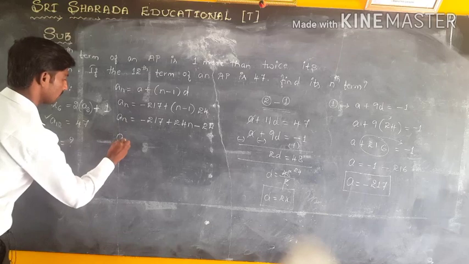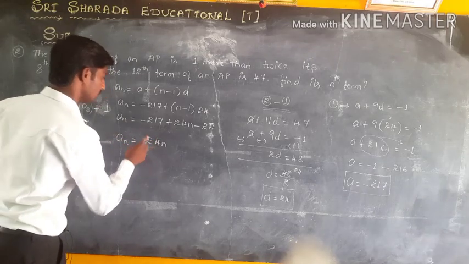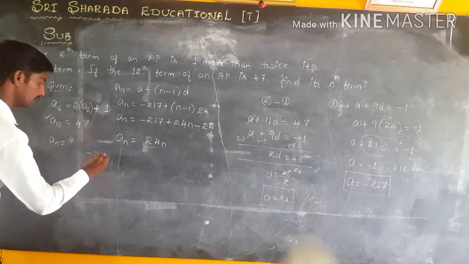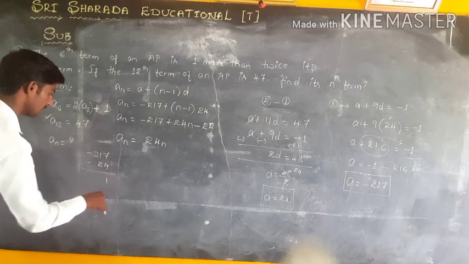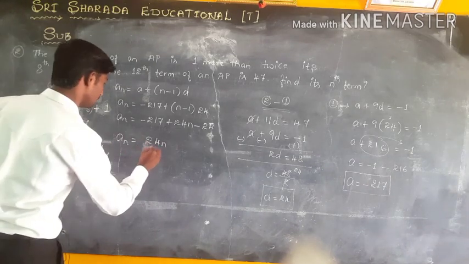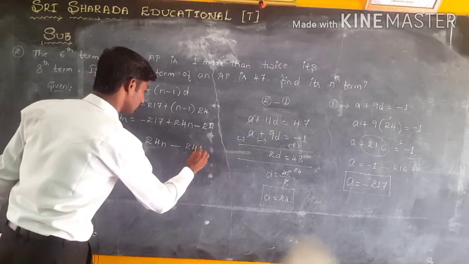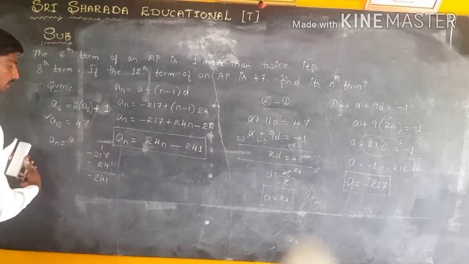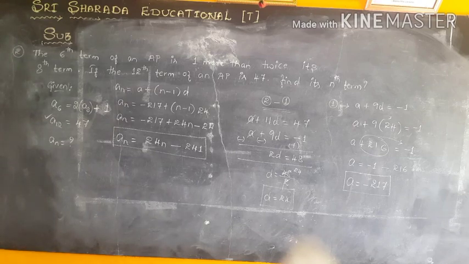That is an is equal to 24n minus 217 minus 24. Minus 217 minus 24: 7 plus 4 is 11, 1 carry, 4... 241. So the nth term of that AP will be 24n minus 241.